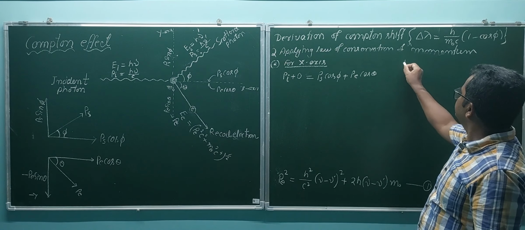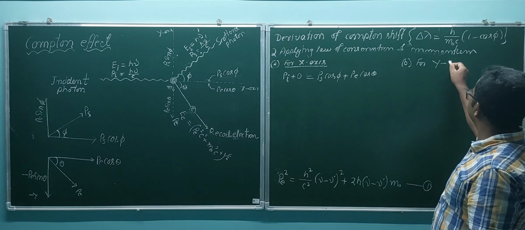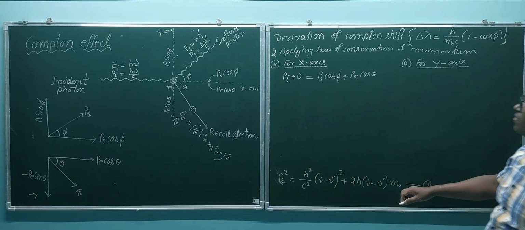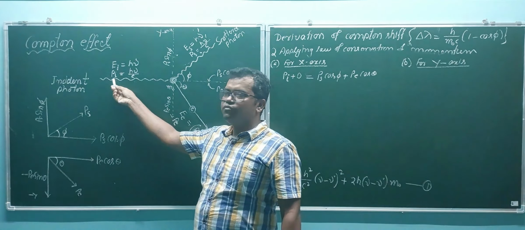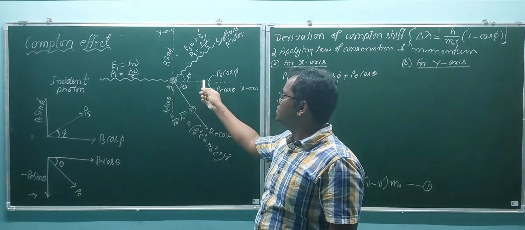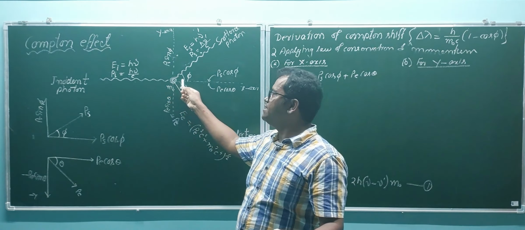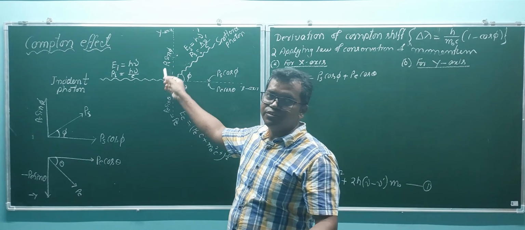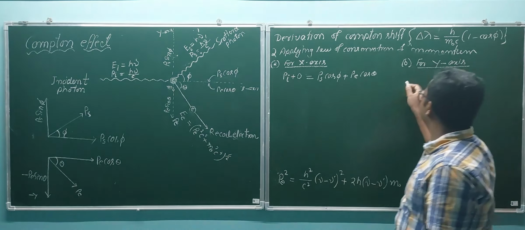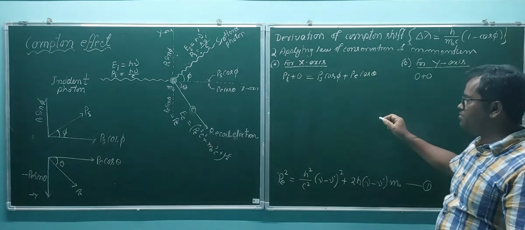So in the y direction, y axis, our photon is moving in the x direction. Initially there is no scattering, so there is no contribution in the y direction before scattering. So before scattering, the initial momentum is 0 due to the photon plus 0 due to the electron.